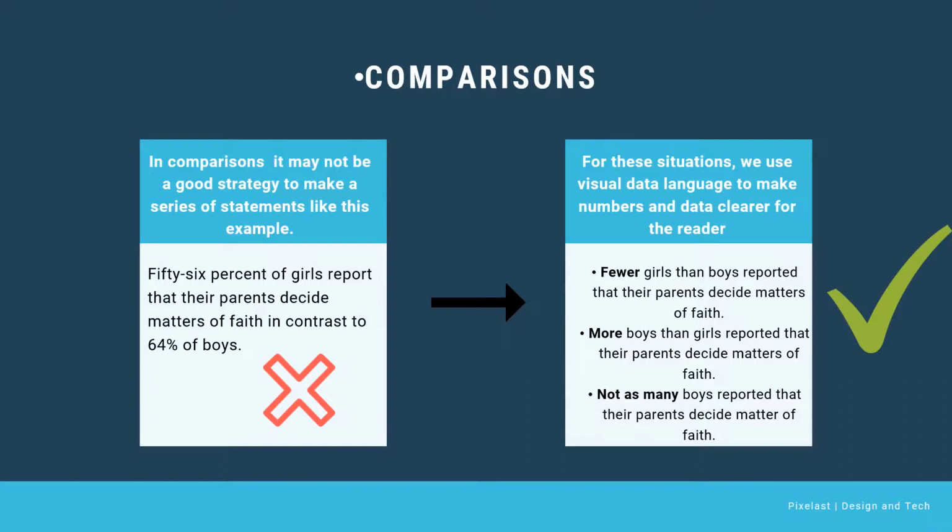Comparisons. When you're talking about data, it is important for you to know how to make comparisons correctly. It may not be a good strategy to make a series of statements like this example: 56% of girls report that their parents decide matters of faith, in contrast to 64% of boys. Instead, we use visual data language to make numbers and data clearer for the reader. For example, fewer girls than boys reported that their parents decide matters of faith. Or, more boys than girls reported that their parents decide matters of faith. Or, not as many boys reported that their parents decide matters of faith.